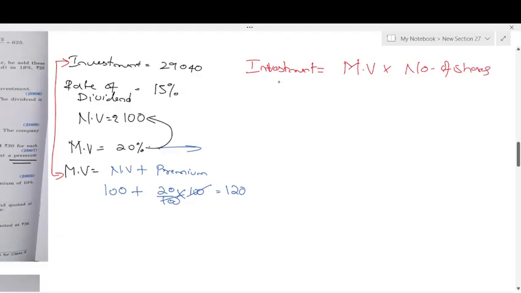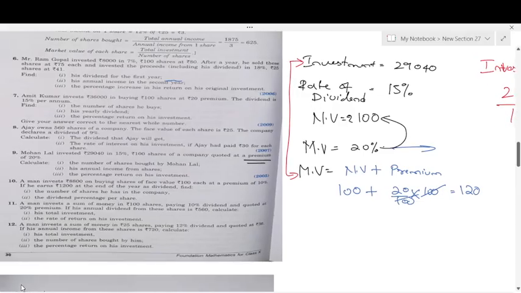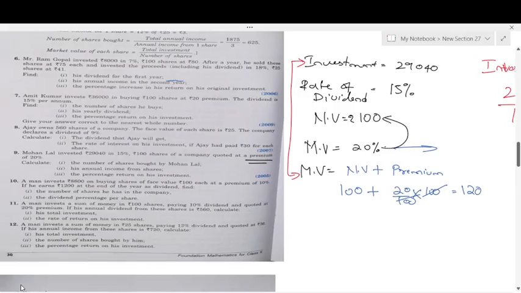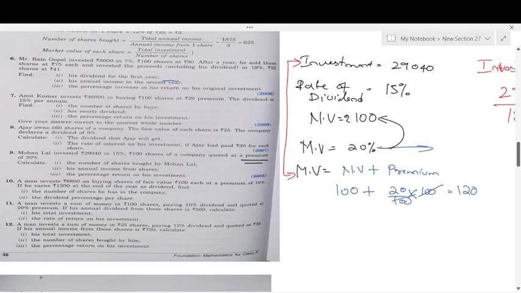What is the investment? 29,040. Yeah, divided by market value will give you number of shares. Completed. And what's the next one asked? Annual income. Yeah, you can calculate this, students. Annual income and percentage of return. Try both the questions. Be quick.